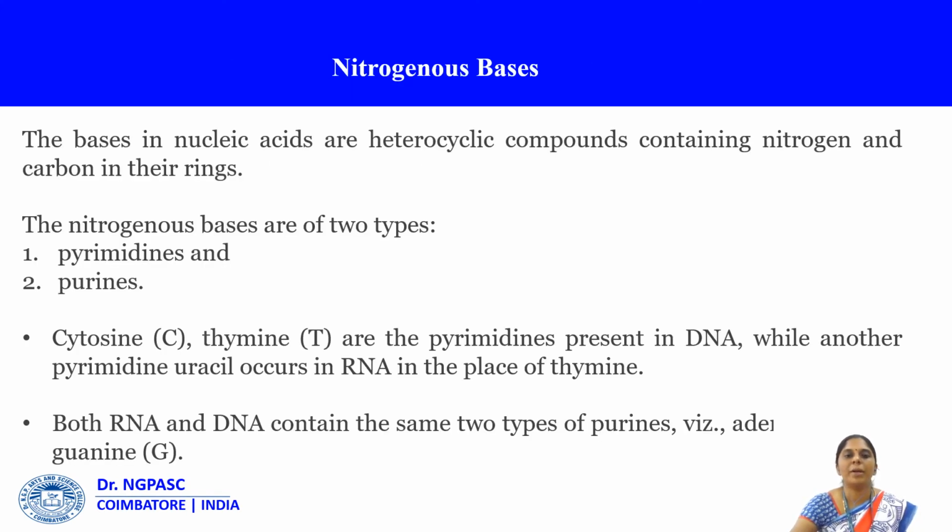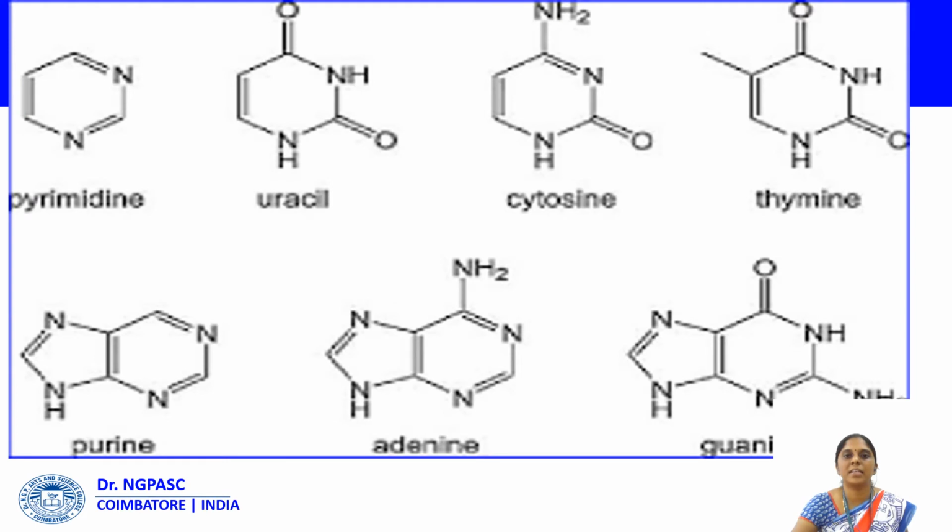So coming to nitrogen bases, these are pyrimidines and purines. Cytosine and thymine are the pyrimidines present in the DNA molecule, while another pyrimidine, uracil, occurs in the RNA in place of thymine. RNA and DNA have the same purines, adenine and guanine. These are the structures of the nitrogen bases present in both DNA and RNA.